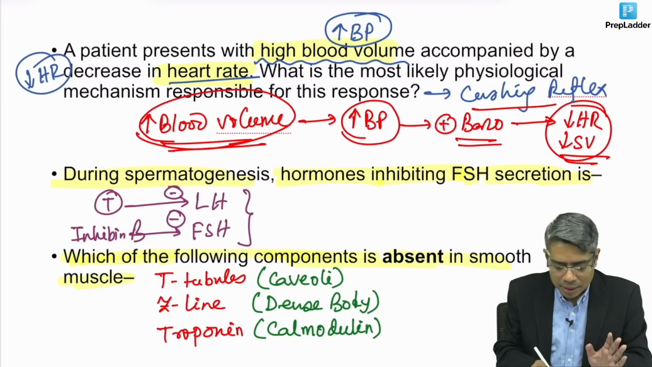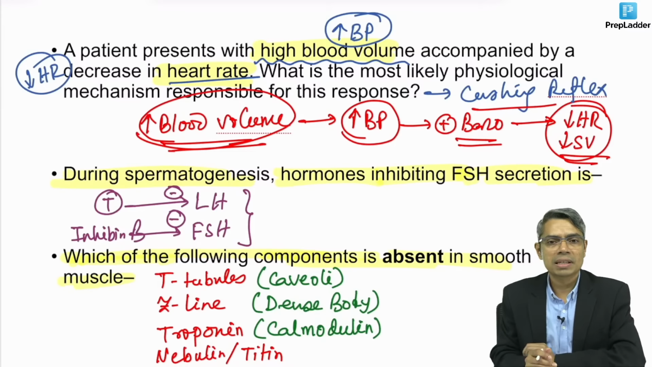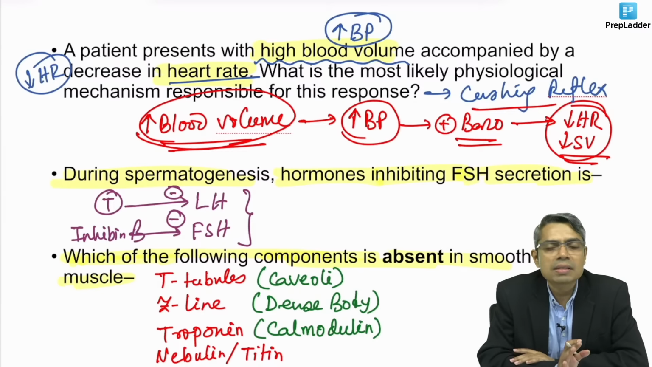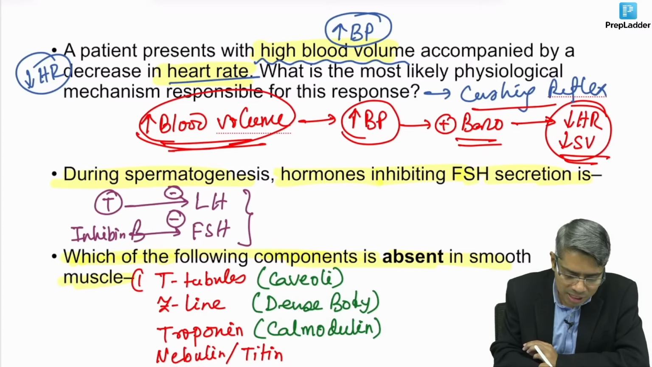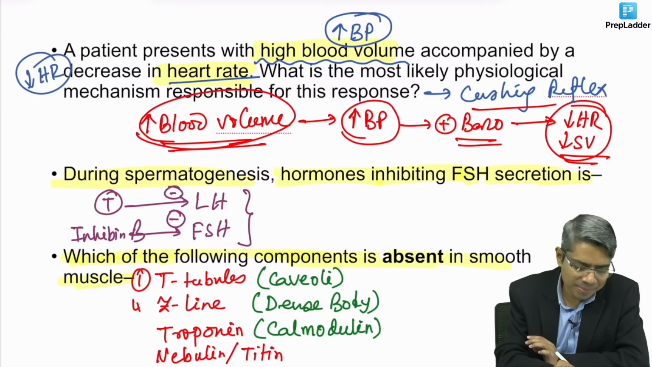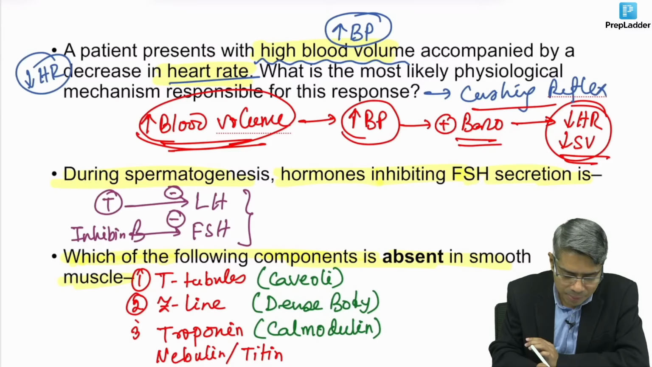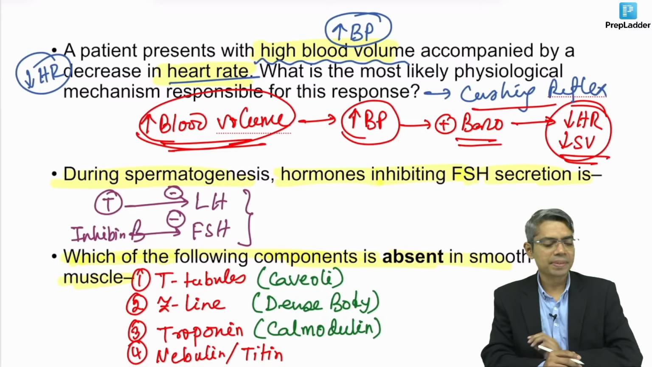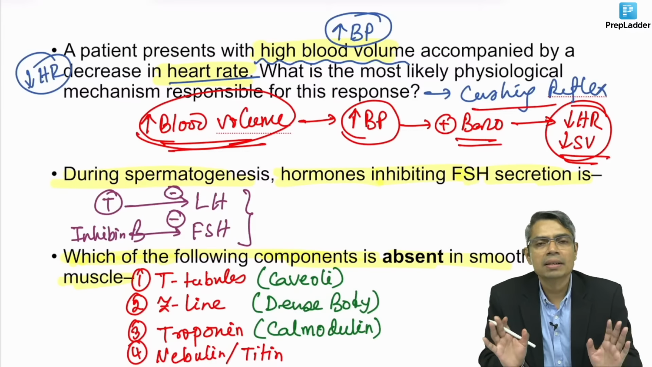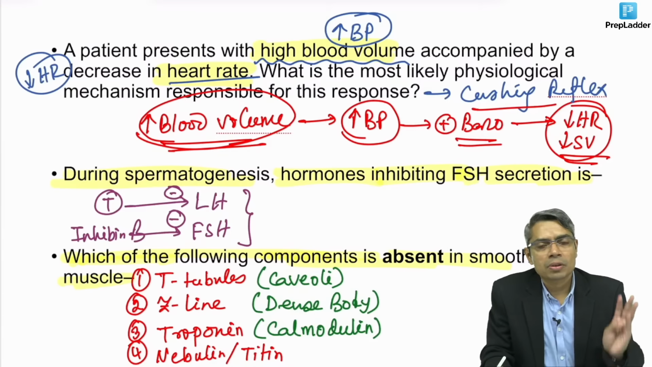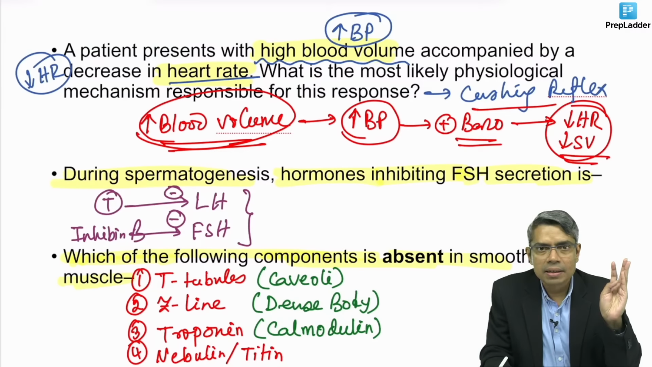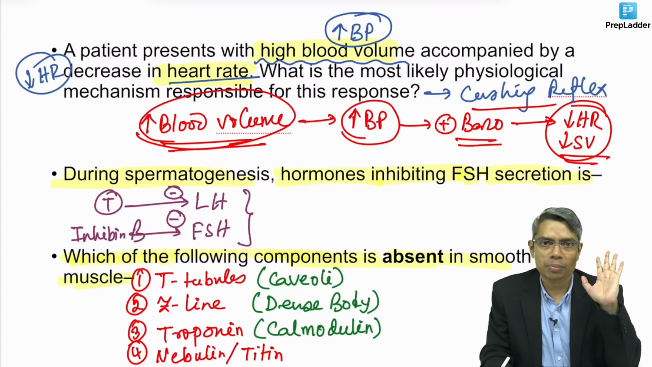Along with that, nebulin is also absent in smooth muscle, as well as titin. The corresponding molecules are not there in smooth muscle. So, remember all these four are absent: 1, 2, 3, 4. Remember all four of them for your future MCQ. Nebulin and titin are also absent in smooth muscle. So, T tubule, Z line, troponin, and nebulin and titin, all of them are absent in smooth muscle.